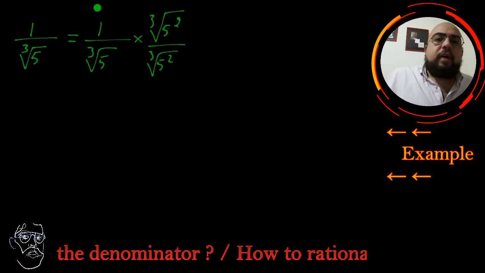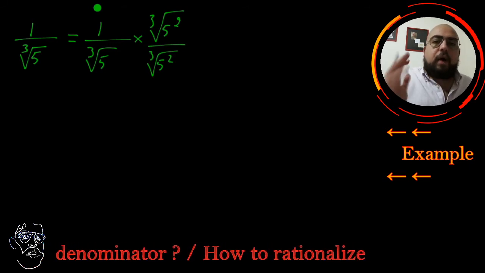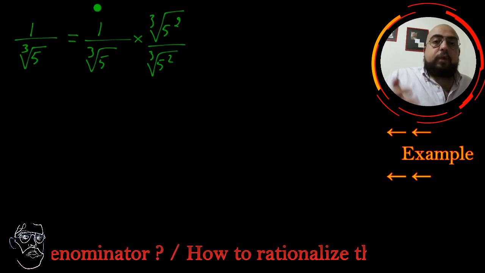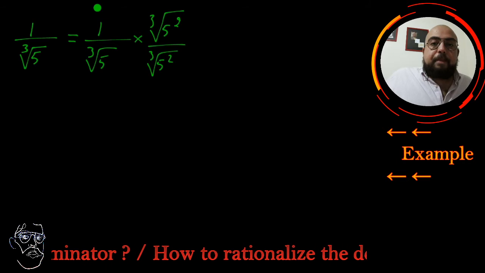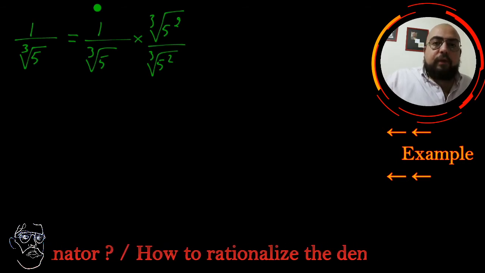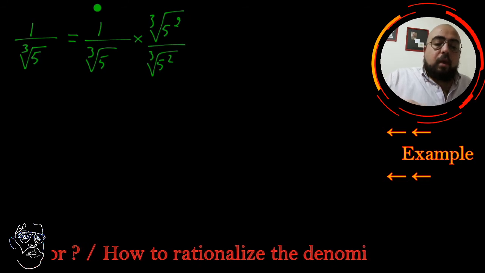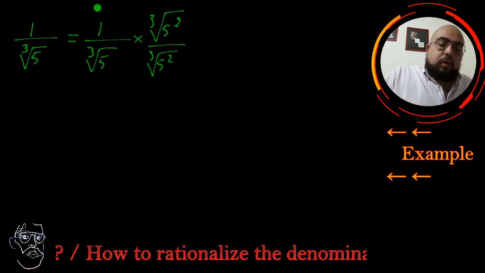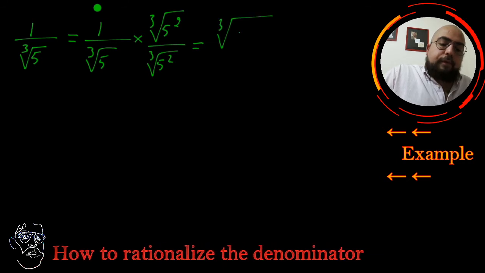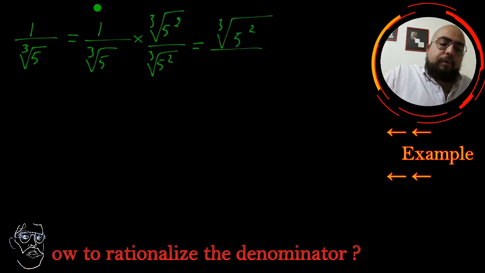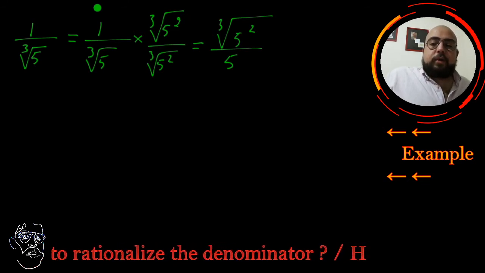Why did I choose 5 to the power of 2 and not 5 to the power of 1? Because in case I did 5 times 5, it will remain 25. The cubic root of 25 is not 5. The cubic root of 125 is 5. So you have to choose 5 to the power of 2. So you will have the cubic root of 5 to the power of 2 over 5. And this is how you were able to rationalize.